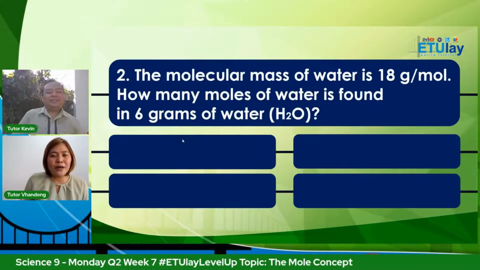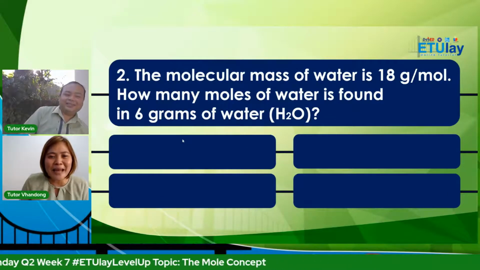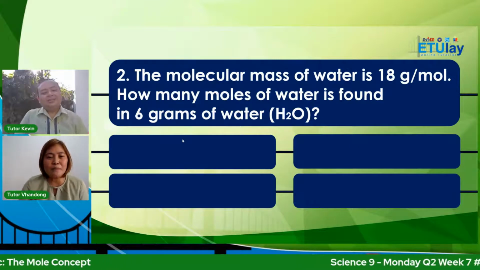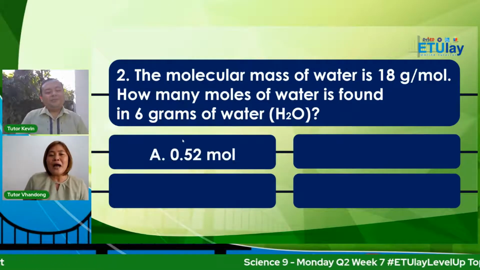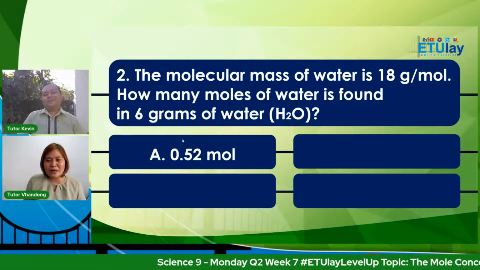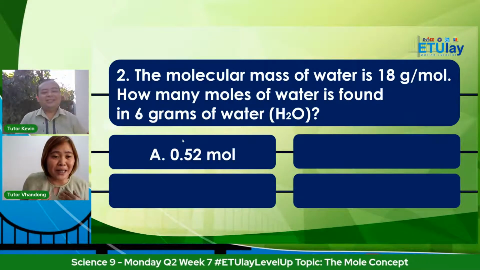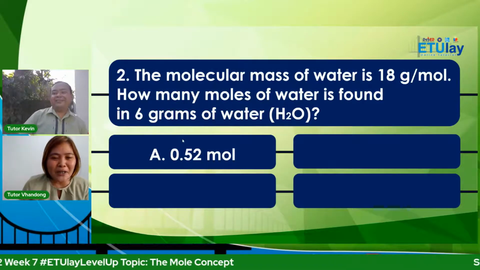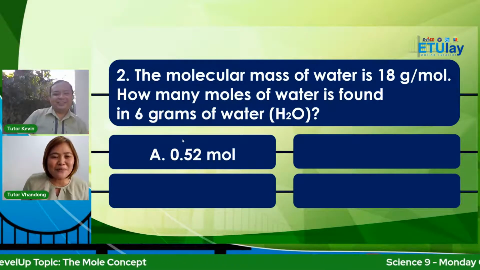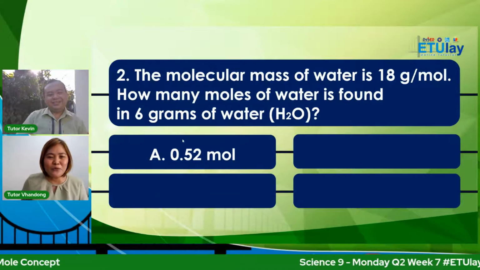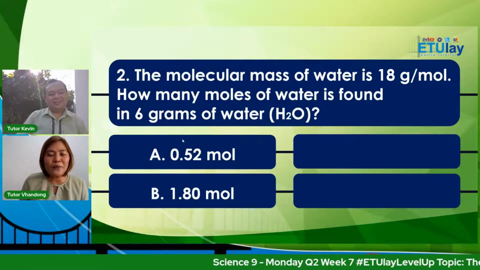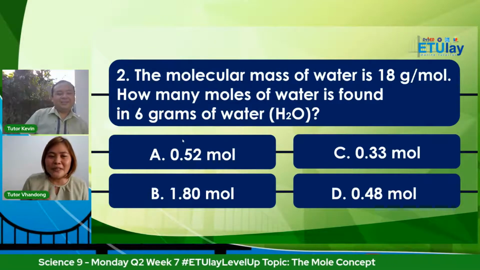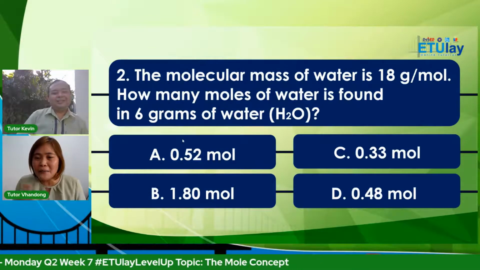Number 2. The molecular mass of water is 18 grams per mole. How many moles of water is found in 6 grams of water? Letter A, 0.52 mole? Letter B, 1.80 mole? Letter C, 0.33 mole? Or letter D, 0.48 mole?